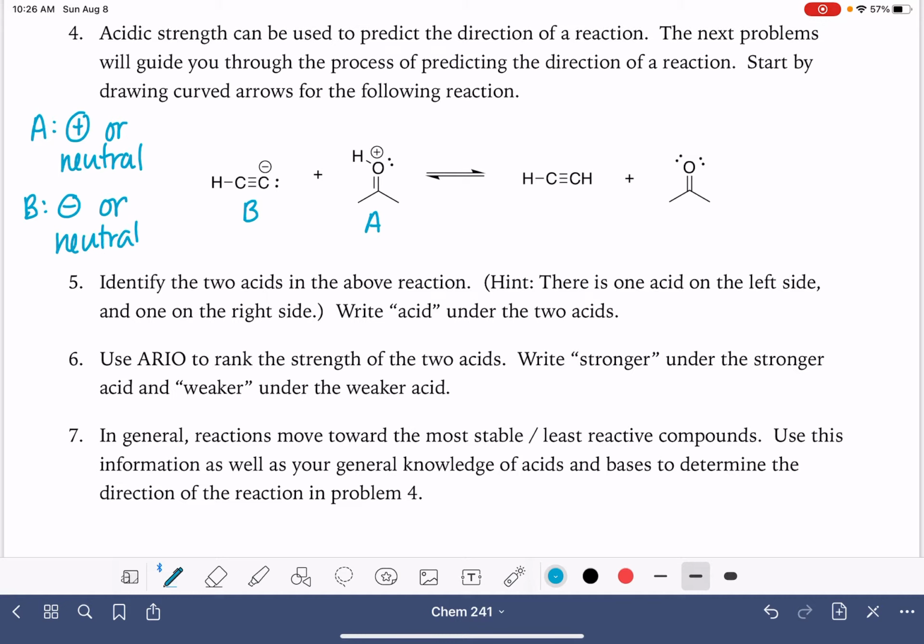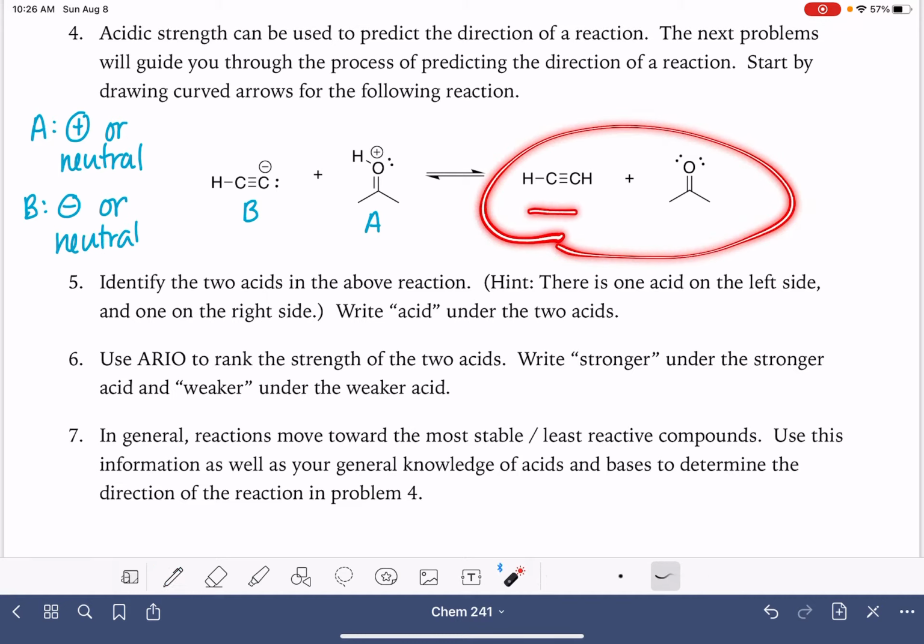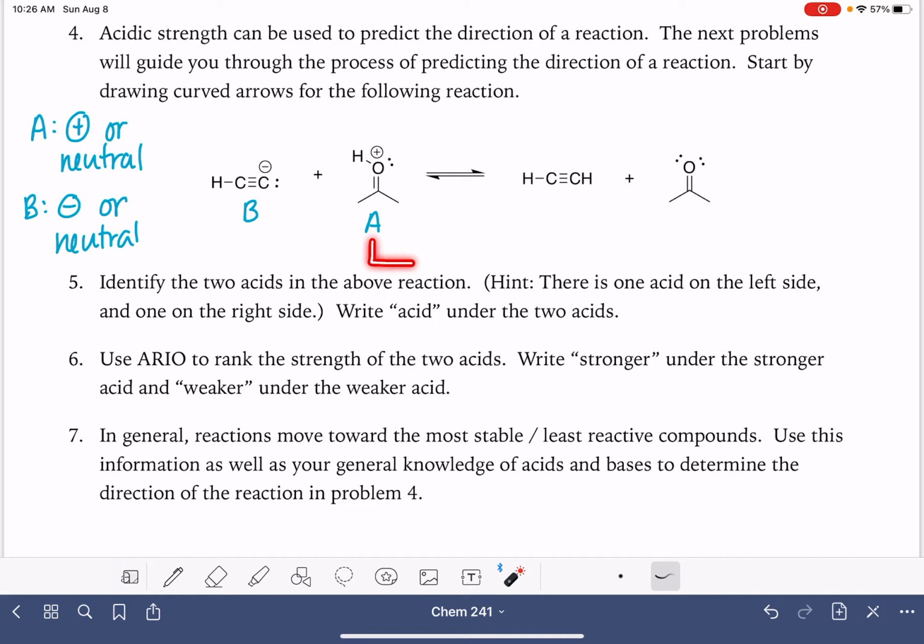So this trick isn't really going to help us much on the right-hand side because everything over there is neutral. We don't have any charges to help us, but we can use the tool from Gen Chem, following substances through the reaction. If it started as an acid, that means it turned into a base. Follow this guy through the reaction. If it started as a base, that means it turned into an acid.